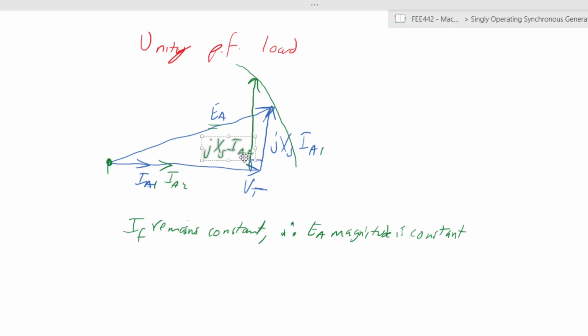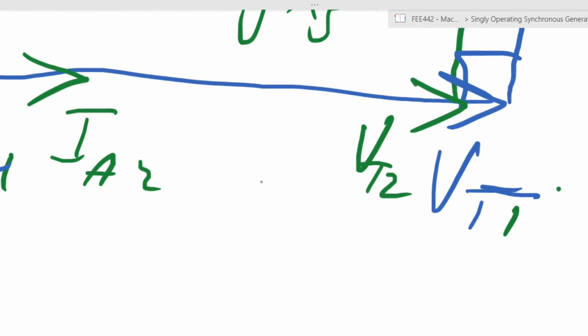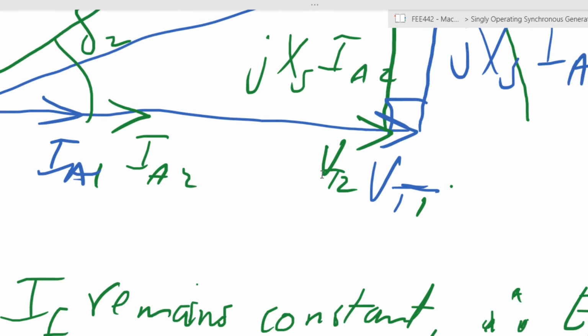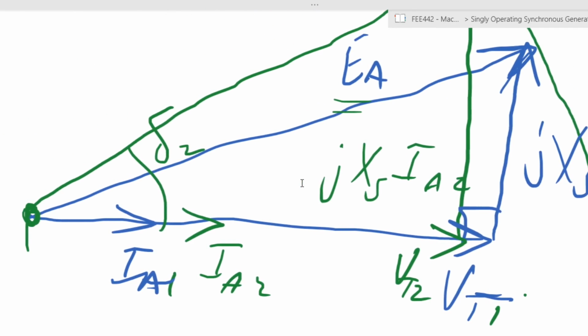Okay, we have JXSIA2 over there. So then what happens is your EA remains the same, goes over to the point. The magnitude remains the same, but you have a slightly different angle. So what you find is that your VT, you had VT1 here, then you'll now have VT2. You can see it is very close to each other. If we zoom in a bit, the angles are very, very close to each other. Sorry, not the angles, the magnitude.